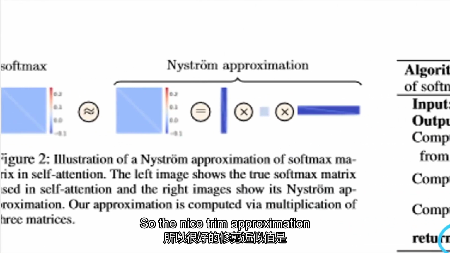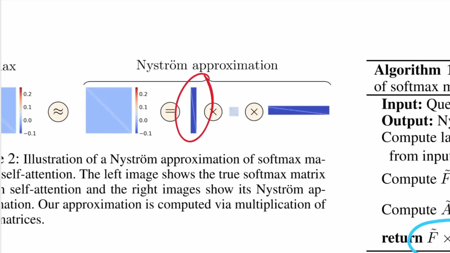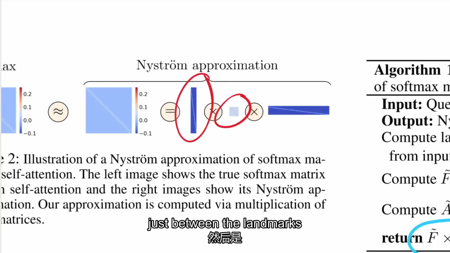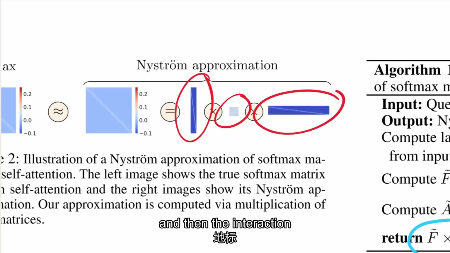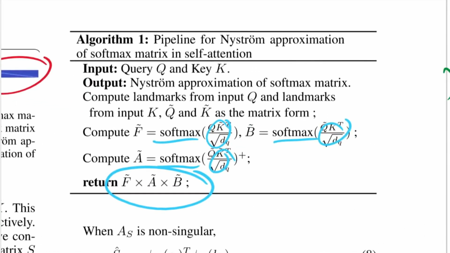Okay, you can see that's exactly what they do. So the Nyström approximation is going to be, and this is probably too pixelish, the interaction of all queries with the subset of keys, then the interaction just between the landmarks, and then the interaction between the landmark queries and all the keys. Well, you get the idea.